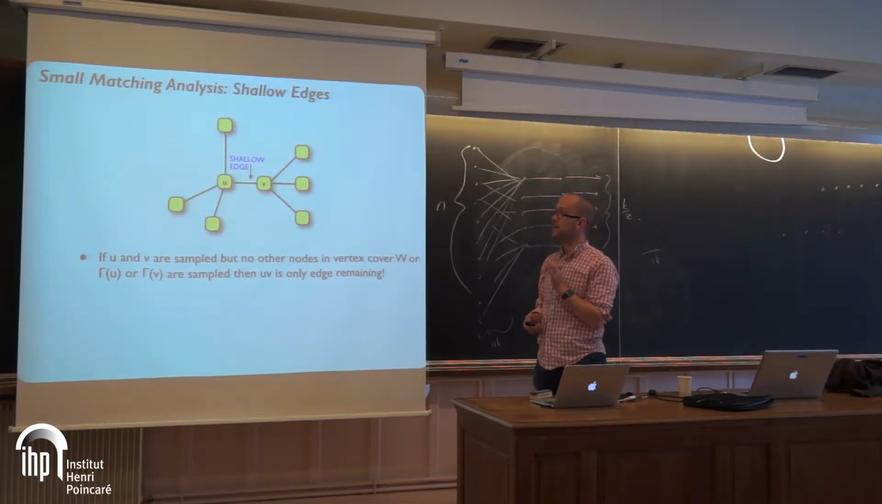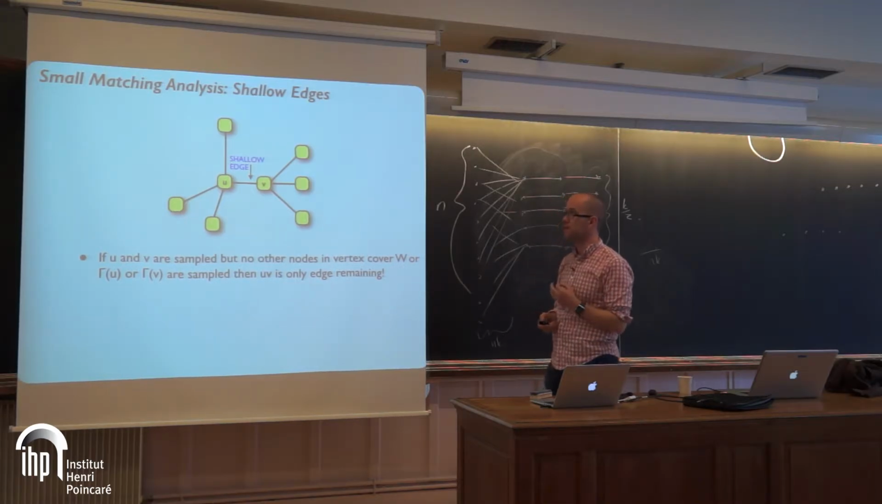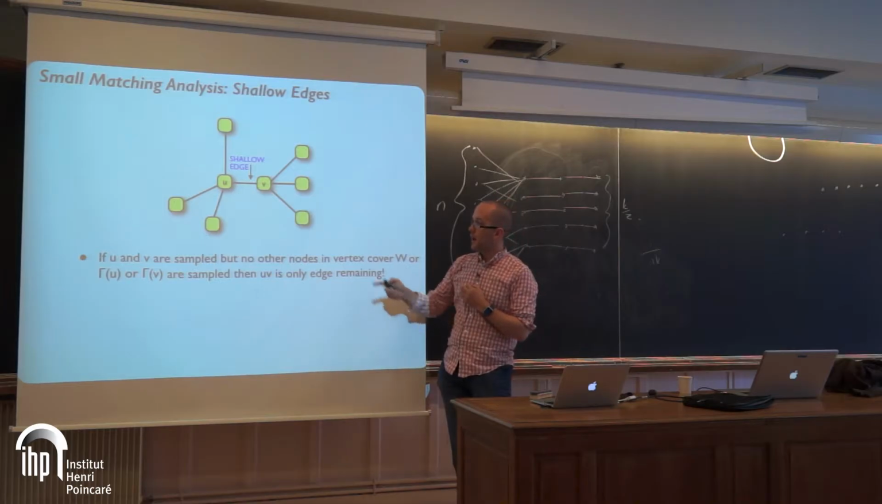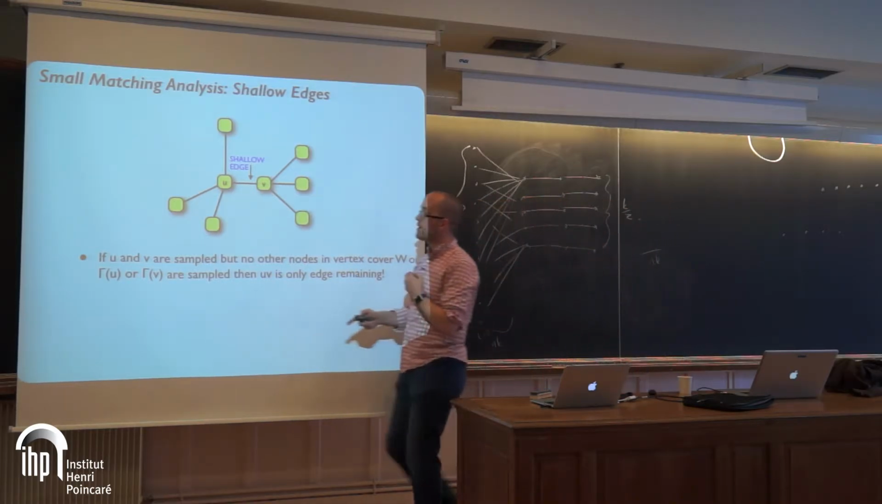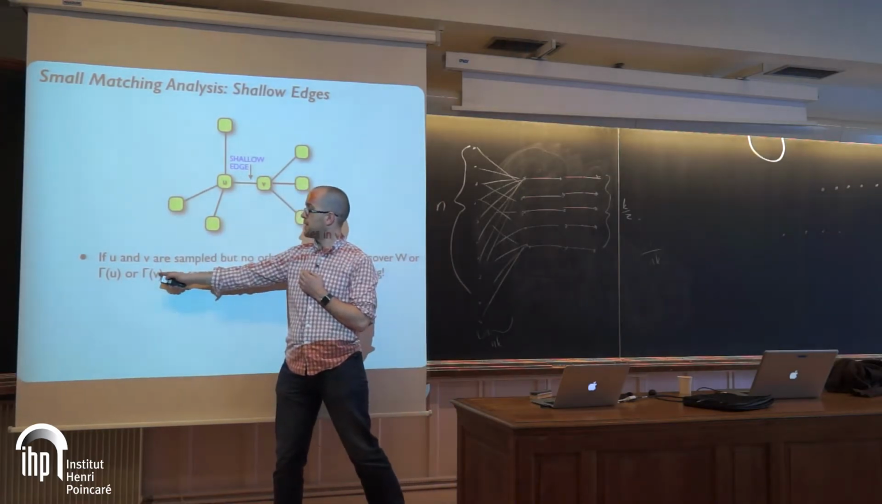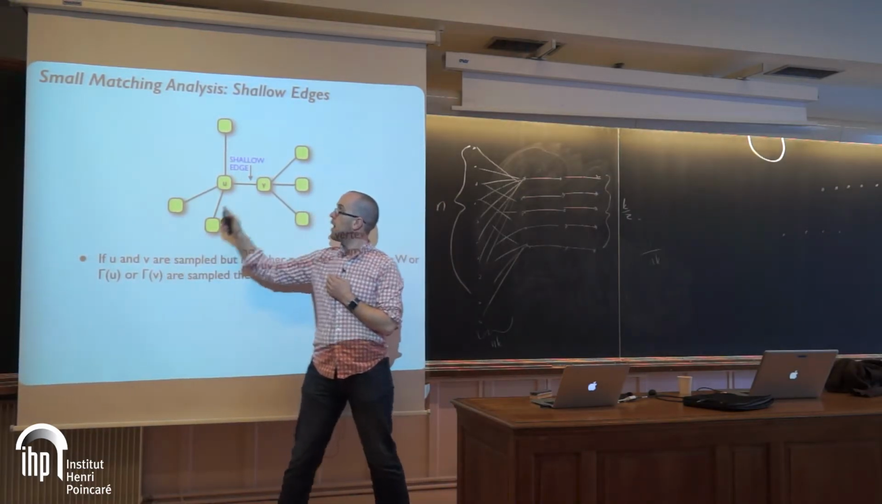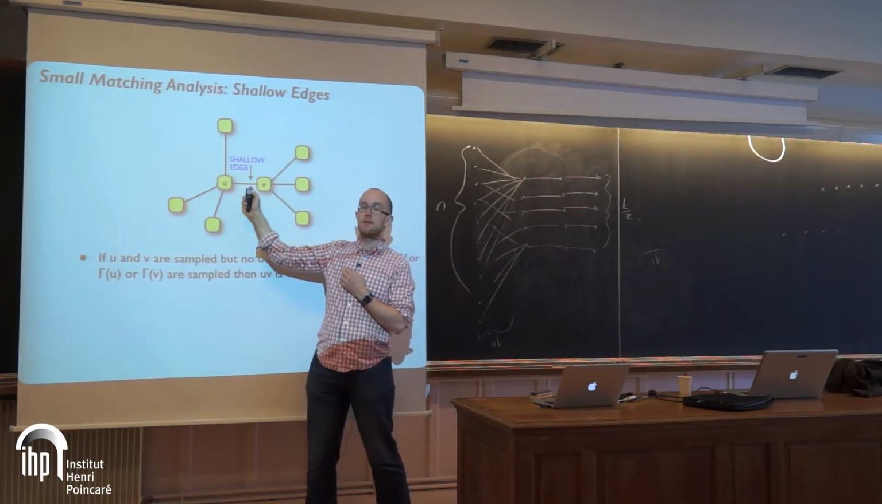Remember Snape sampling, the first step is to sample a bunch of nodes. If U and V are amongst the sampled nodes, and no other nodes in the vertex cover are sampled, then it must be the case that all the edges remaining are incident to U or incident to V. That's the property of vertex cover.